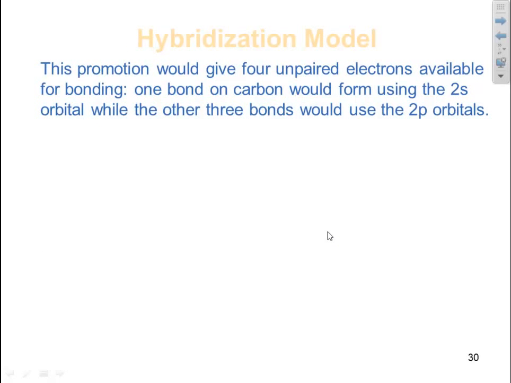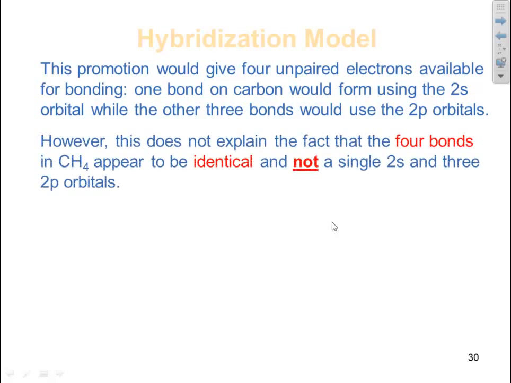This promotion would give 4 unpaired electrons available for bonding. 1 bond on carbon would form using the 2s orbital, while the other 3 bonds would use the 2p orbitals. However, this does not explain the fact that the 4 bonds in methane appear to be identical and not a single 2s and 3 2p orbitals. They all look exactly alike.